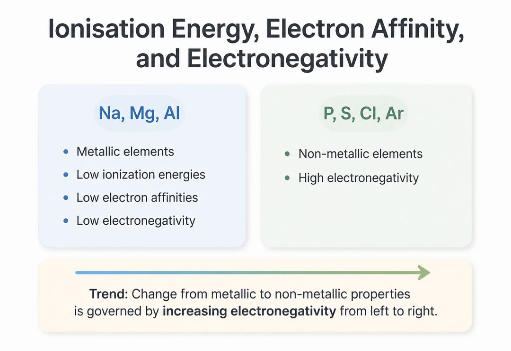Why do we see this shift from metals to nonmetals? It all comes down to how strongly these atoms hold onto their electrons. On the left side, elements like sodium have low ionization energies and low electronegativity, meaning they easily lose electrons to form metallic bonds. As we move right, electronegativity increases, meaning atoms hold electrons more tightly, leading to nonmetallic covalent behavior.